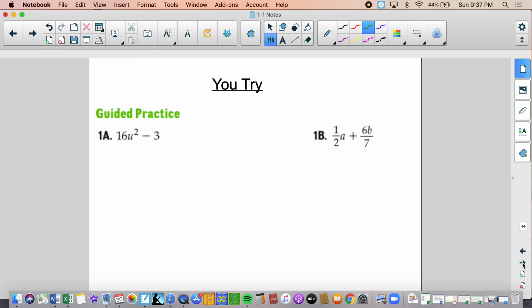All right, now here's your try. What I'd like you to do is try 1A and 1B. I'd like you to pause the video right now, and write down in a written statement how you would read this. If you were reading this problem to me out loud, how would you read it, and then write that down on a piece of paper? When you're ready, unpause it, and then we'll go through the answer.